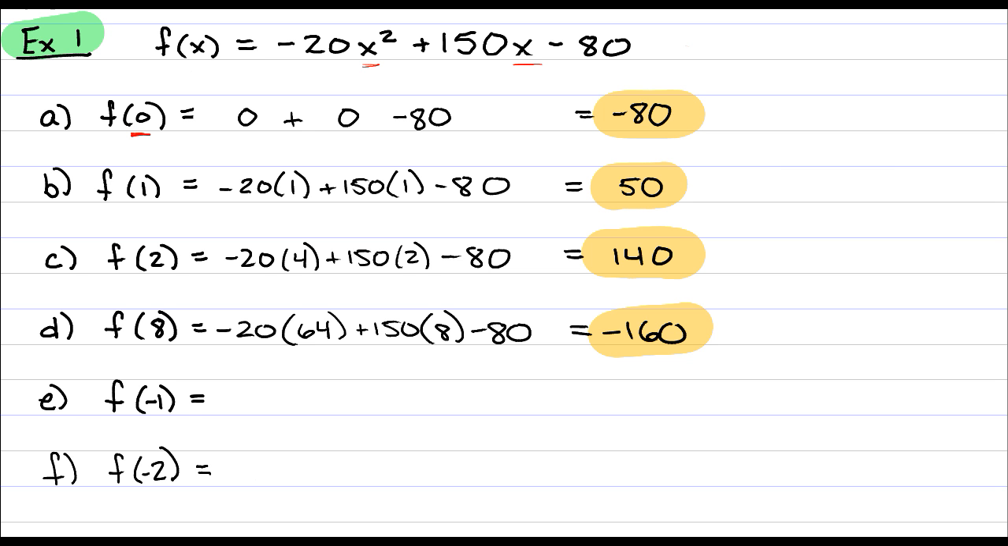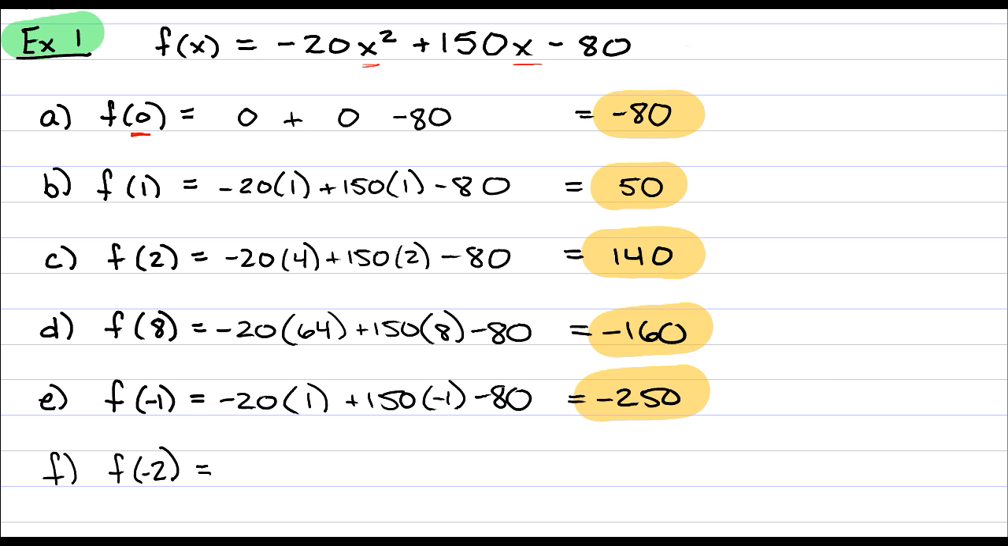In part E, I'm plugging negative 1 into the function. So that's going to give me minus 20 times negative 1 squared. Negative 1 times negative 1 is positive 1. Plus 150 times negative 1 minus 80. Okay, putting all of that together, I'm going to get minus 250.